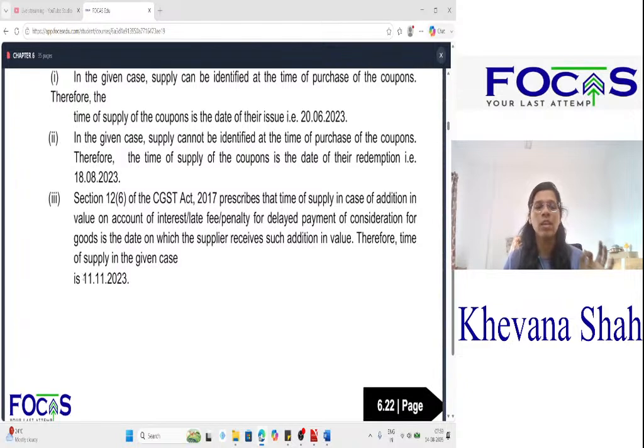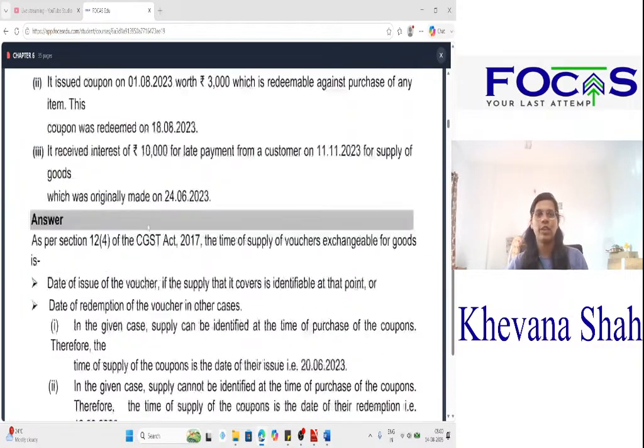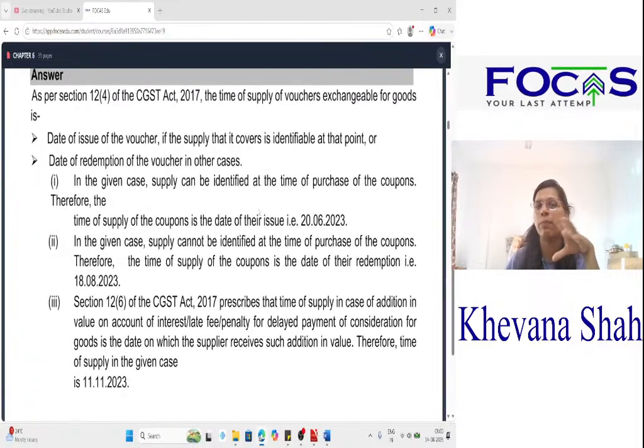And for the third one, Section 12(6) of the CGST Act 2017 prescribes that the time of supply in case of addition in value on account of interest, late fee or penalty for delayed payment of consideration for goods is the date on which the supplier receives such addition in value. Therefore, the time of supply in the given case is 11/11. Okay, so that completes the questions of time of supply for today.